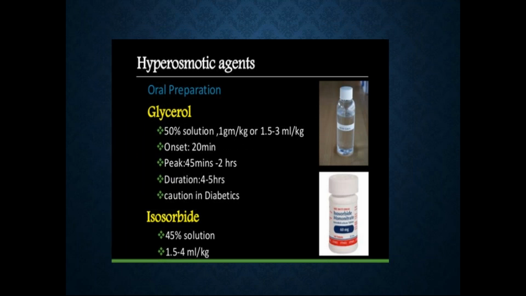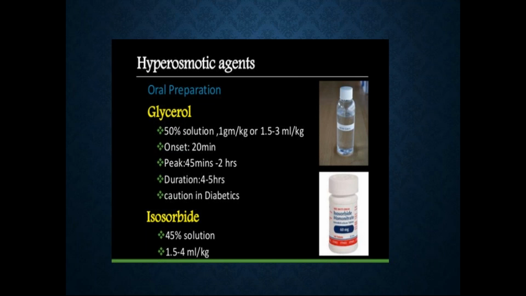So hyperosmotic agents, oral preparations: glycerol and isosorbide. The most commonly used is glycerol. We don't use isosorbide. It is glycerol. It is a 50% solution, 1 gram per kg body weight. Action onset will be within 20 minutes and peak will be 45 minutes to 2 hours. So duration will be 4 to 5 hours. We should not give this in diabetic patients.